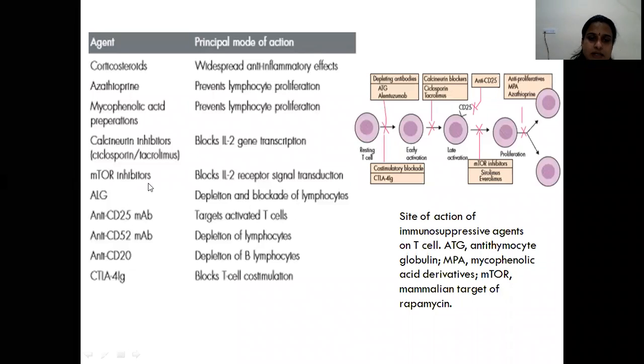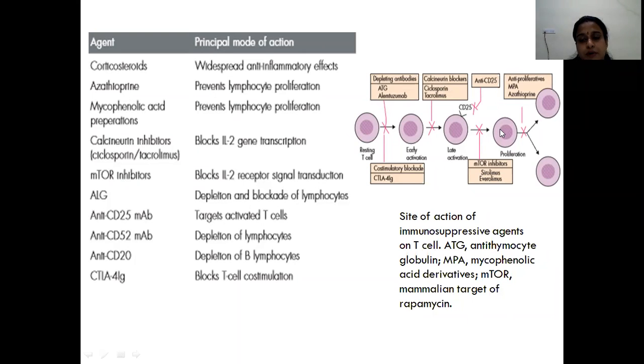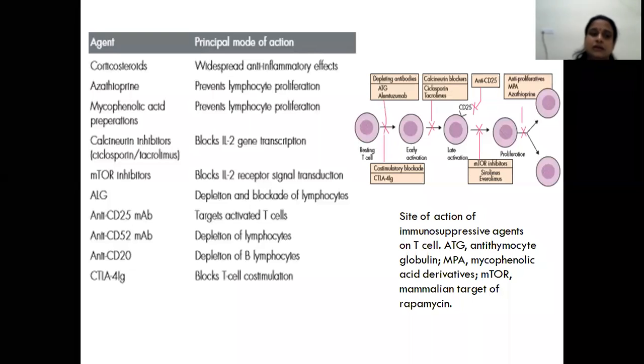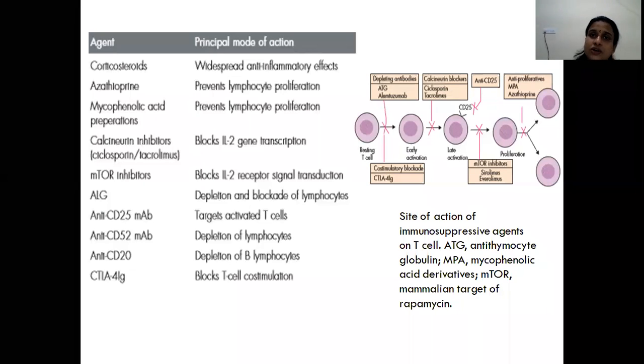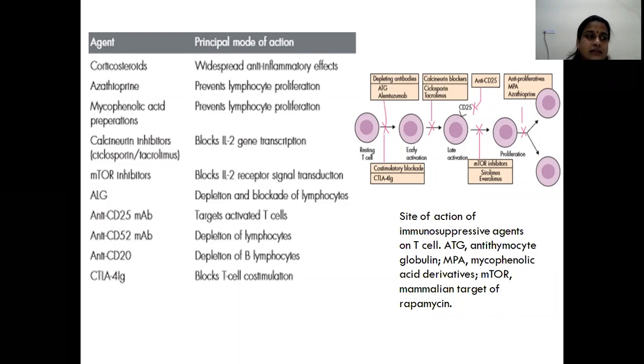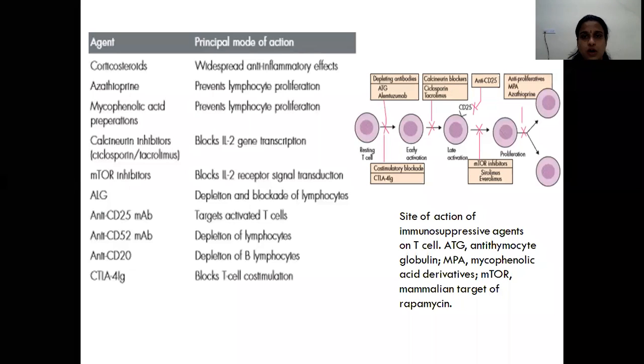mTOR inhibitors block the interleukin 2 receptor signal transduction and subsequent proliferation of the activated T lymphocytes. These are said to be better than the calcineurin inhibitors, and hence they have of late been used in renal transplantation cases, because, as I told you, in renal transplantation cases the chances of hyperacute graft rejection are very common.